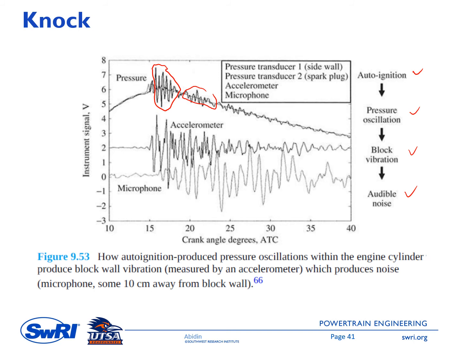And then the next one here is the pressure oscillation, or it is a block vibration, measured using an accelerometer. And then the last one here is the audible noise measured by the microphone.